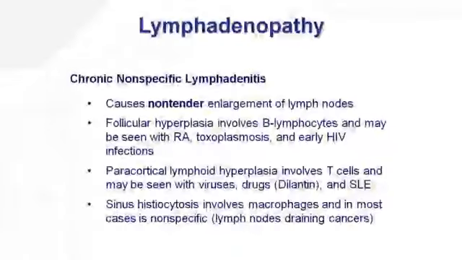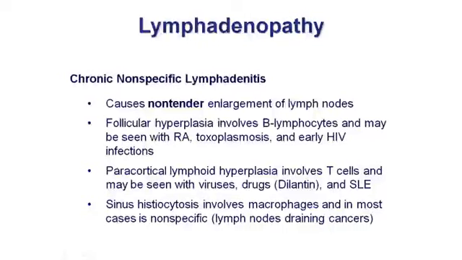Microscopically, of course, you'll see neutrophils in the lymph node. Cat scratch fever can be associated with stellate microabscesses. And of course, when you have viral infection, you'll have generalized involvement of the lymph nodes. Now, with our chronic, nonspecific lymphadenitis, you're going to have a non-tender enlargement of the lymph node. So, of course, you want to differentiate this from a neoplastic condition, which can also be non-tender.